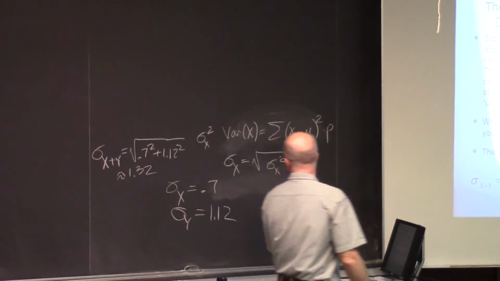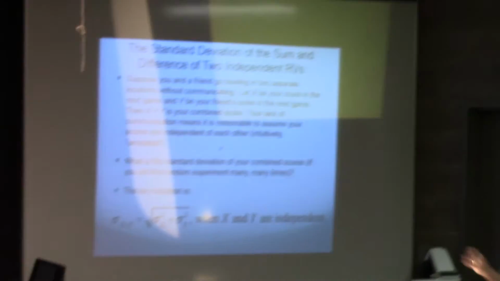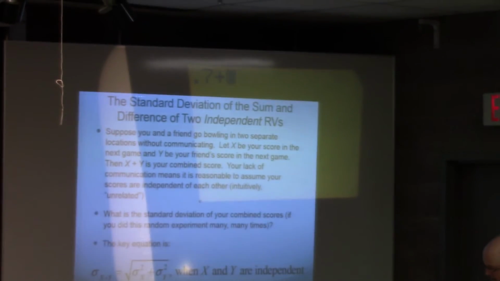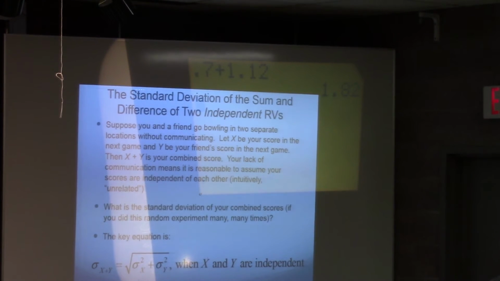That's not the same as 0.7 plus 1.12, right? 0.7 plus 1.12 is different, 1.82. Not the same. Don't expect it the same. You've got to do the squaring, adding in the square root.